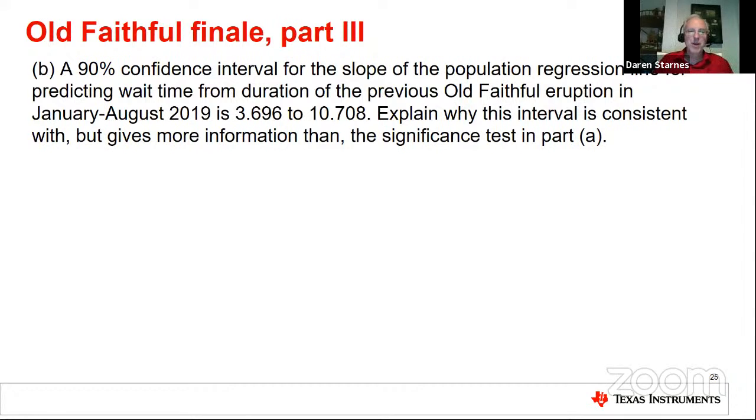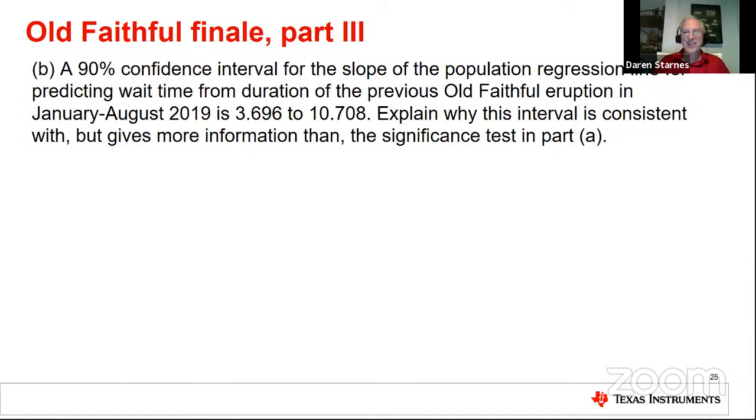So finishing up this problem, we've got a 90% confidence interval for the slope, and it is 3.696 to 10.708. Now, I'll just comment, that seems like a pretty wide interval to me. We're 90% confident, which is not a particularly high level of confidence. So I stayed with 90% confidence, and the interval could be anywhere from a slope of 3.7, let's say, to 10.7.